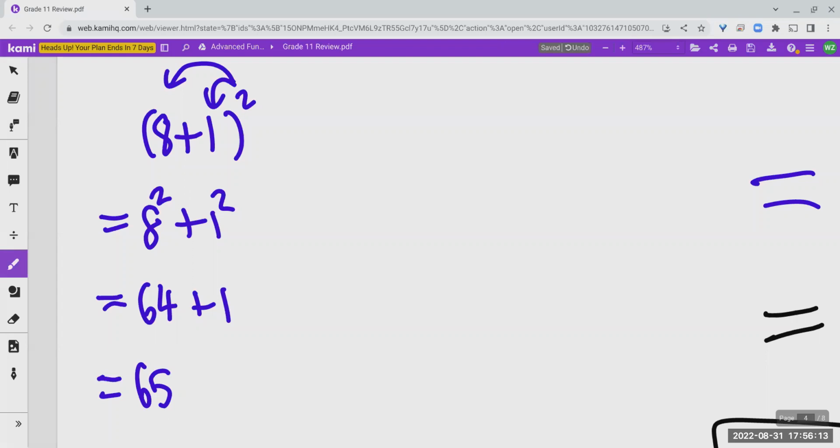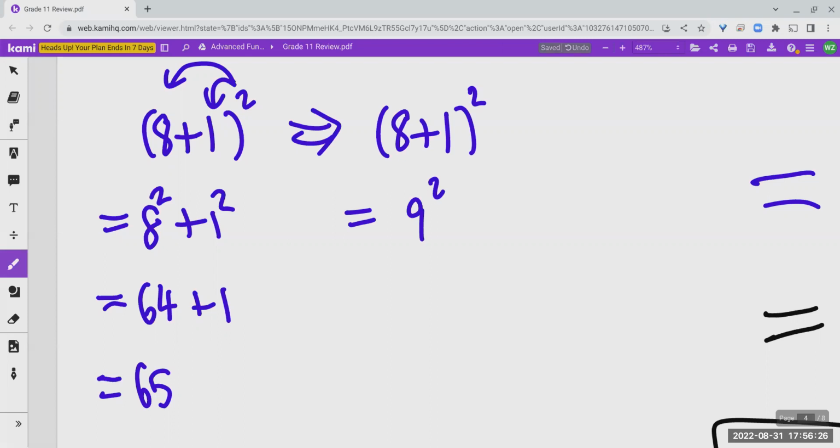Okay, let's now solve the problem normally like we learned in elementary school. If you want to really solve this problem, you would have to add up the brackets first, right? So 8 plus 1 squared, how do you do this? Well, 8 plus 1 is 9. You would have 9 squared. And 9 squared is 81. They're not the same, which means this method is wrong. Okay, this is a mistake. You cannot square the first and the last term when they're added together if the whole thing is squared.